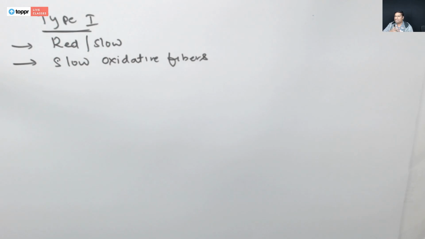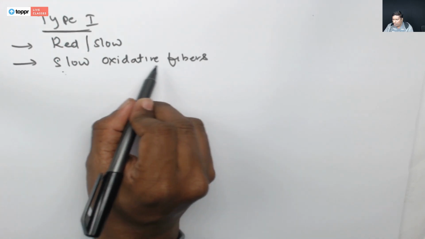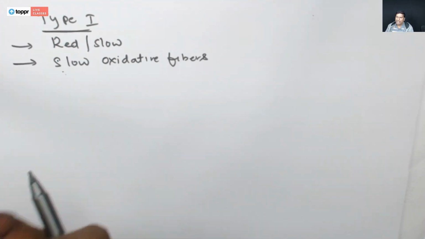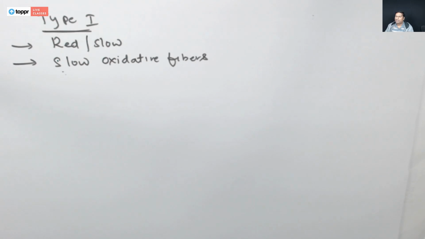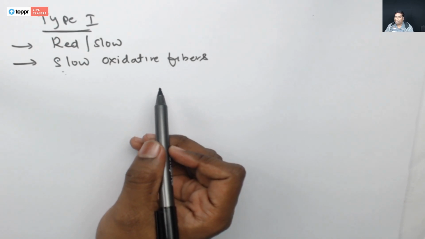So when glucose is oxidized completely, it's converted into carbon dioxide and you get your energy in the form of ATP. The fact that they are slow oxidative fibers indicates that they cannot burn the fuel very quickly, and if they can't burn the fuel quickly, they don't get the energy quickly, and if they don't get the energy quickly, they cannot contract quickly. That's the reason why they are called slow oxidative fibers.